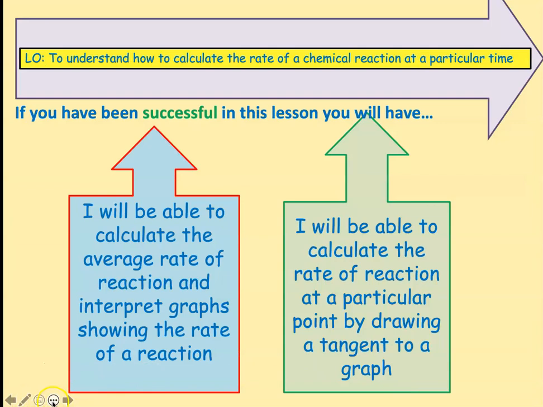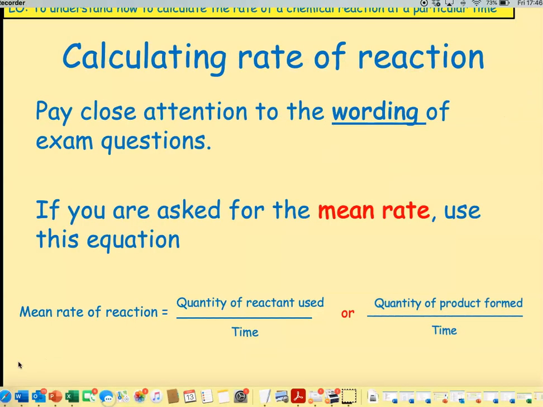Right, here's our success criteria for today. We need to be able to recap what we've already learned about the average rate of reaction and look at graphs to work out an average rate of reaction. And we're going to learn a new technique of calculating a rate of reaction at a particular point by drawing a tangent to a graph.